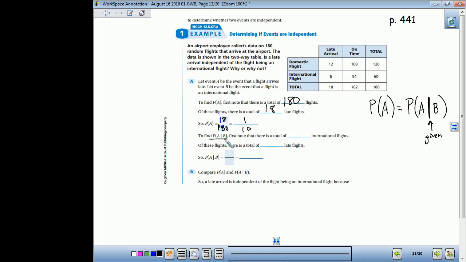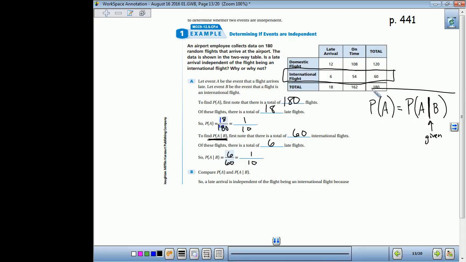Okay, now we're going to look at this probability, the probability of A given B occurred. First note that there are a total of how many international flights? Because it's given that it's an international flight. 60. Do y'all remember doing two-way tables and when we had the given part? Okay, so it's 60. Of those flights, how many were late? 6.